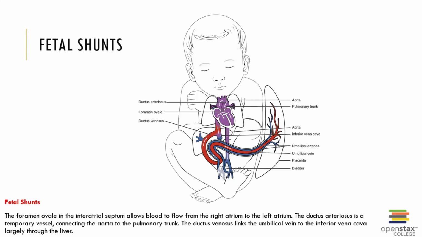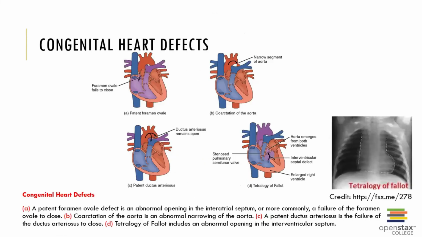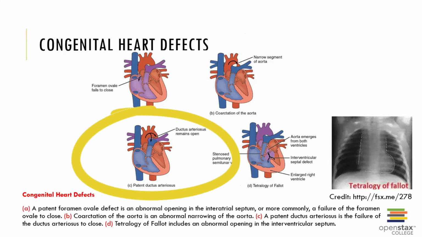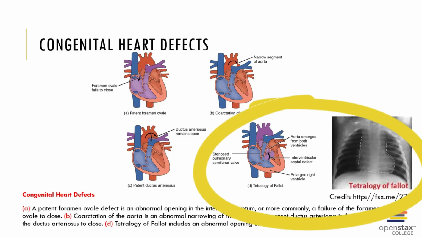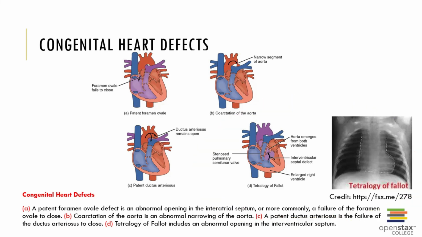So what are some defects that could be congenital? Well, we have something called ASD, which is the failure of the foramen ovale to close at birth. We have something called coarctation of the aorta, which is a congenital abnormal narrowing of the aorta. We have the patent ductus arteriosus, which is a congenital condition in which the ductus arteriosus fails to close. And finally, we have the tetralogy of Fallot, which is also a congenital condition that may occur from exposure to unknown environmental factors.